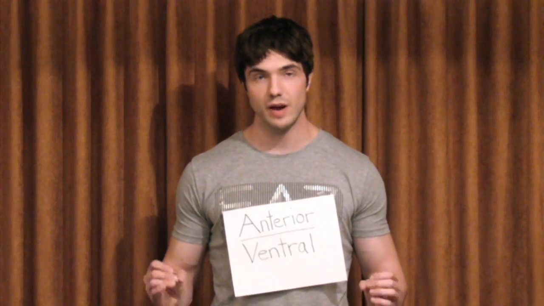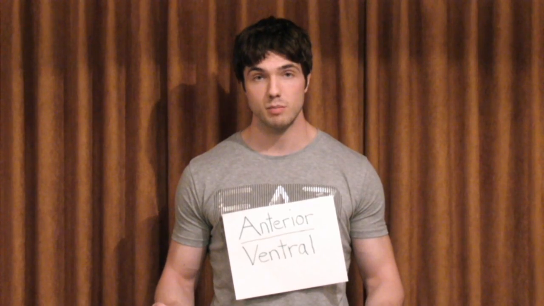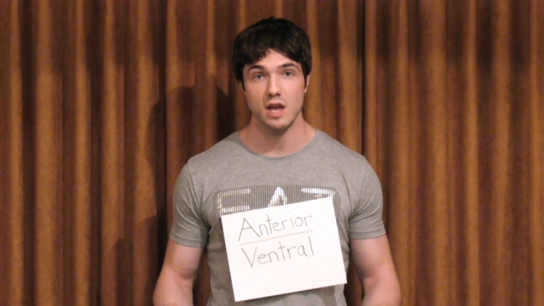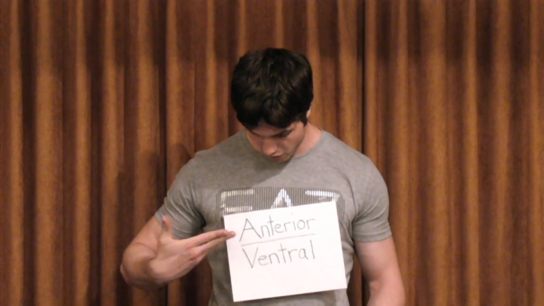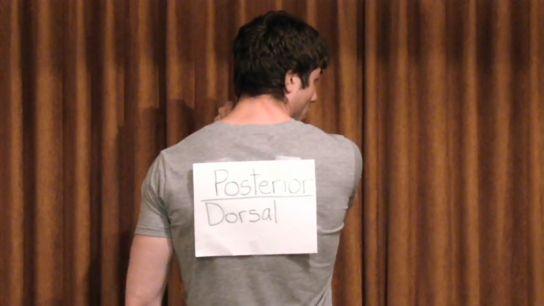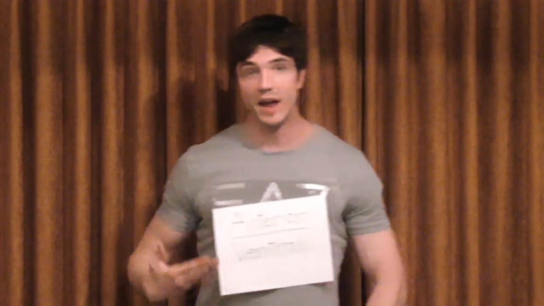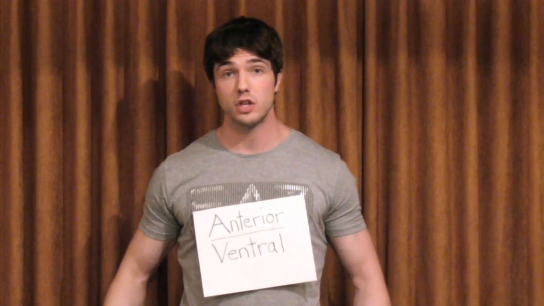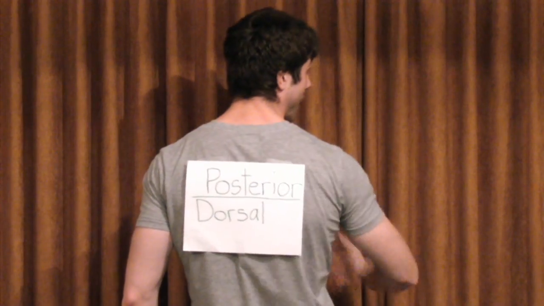The first two anatomical regions of the human body that we'll be talking about today are the anterior or ventral and the posterior or dorsal. Anterior means front of the human body, and posterior means at the back of the human body.